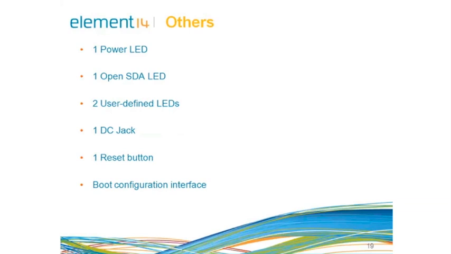Now, other features that we can look out for on the board: it has a power LED, so whenever you connect the power, you can see the board operating. It has one OpenSDA LED, so whenever you are using the OpenSDA interface, you can figure it out by looking at the LED available for this. It has 2 user-defined LEDs. These are LEDs that can be used by users for any of the applications which are mounted on board. It has one DC jack. This is a DC power jack for connecting the power to the board. It has a reset button on the board, which is quite an important feature added onto this board. It has a boot configuration interface to select the boot modes on the board.